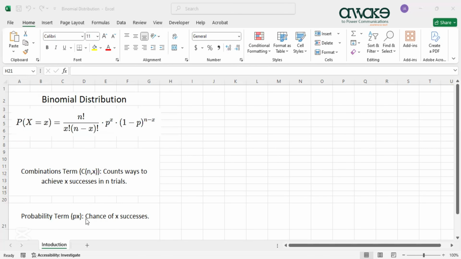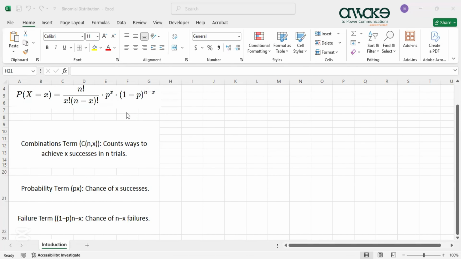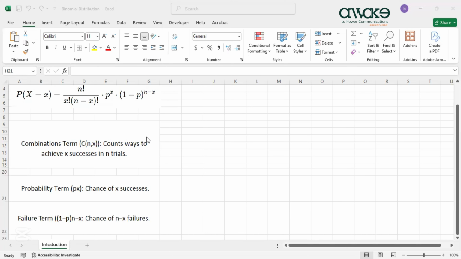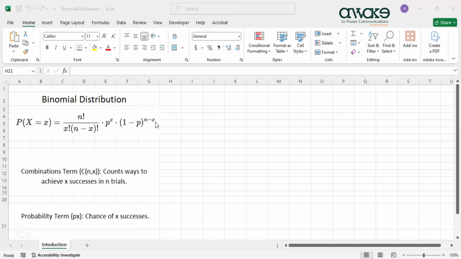Then we have our probability term. Our probability term is the chance of success, right? So we have the failure term. The failure term here is 1 minus p to the power of the number of trials, that is N, minus the number of successes, which is X. We are going to see how we can calculate this manually and then how to use Microsoft Excel to simplify the process, okay? So let's look at the question that we have to calculate manually.